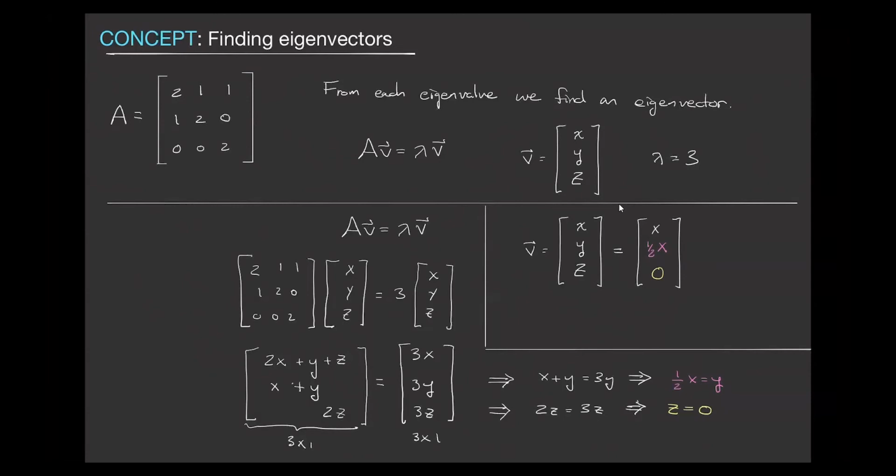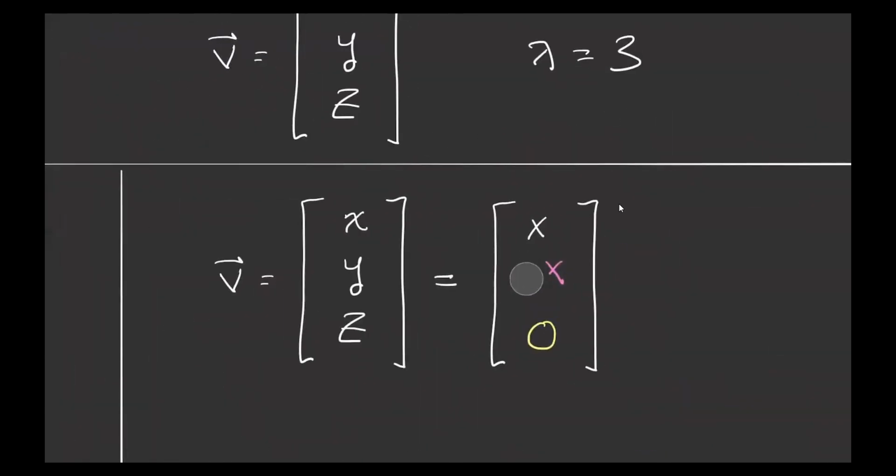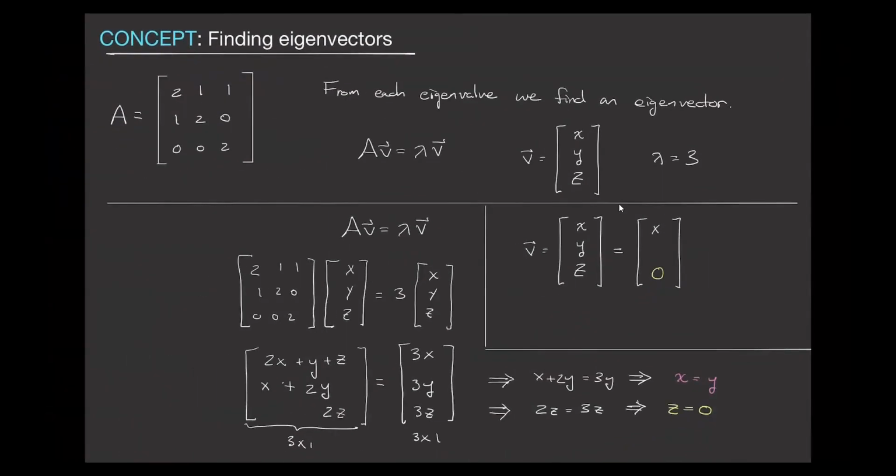Should the second row be X plus 2Y? Yes, it should, which will change this a little bit. Thank you. Good catch. So we got 2Y, which means this is just X is equal to Y, which means, again, I'm going to zoom in, zoom out. That means Y is equal to X. Okay, good. Thank you for the catch.